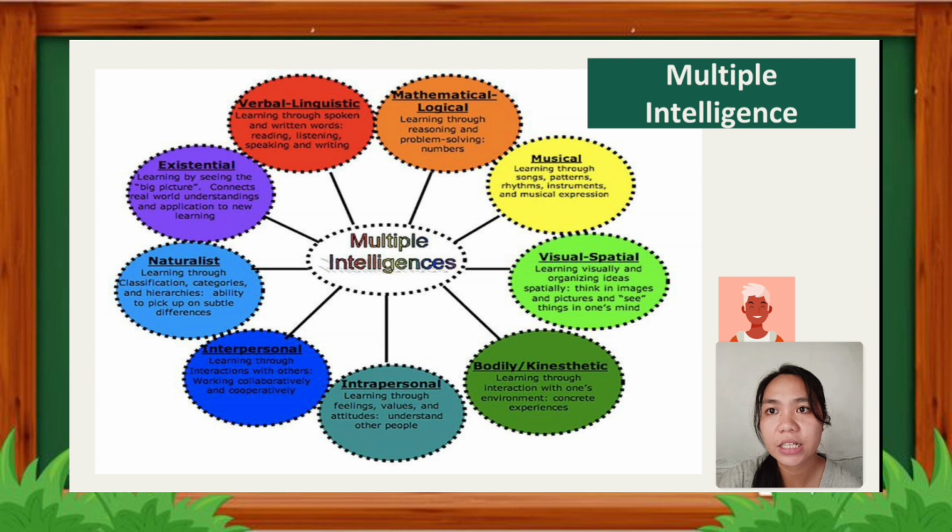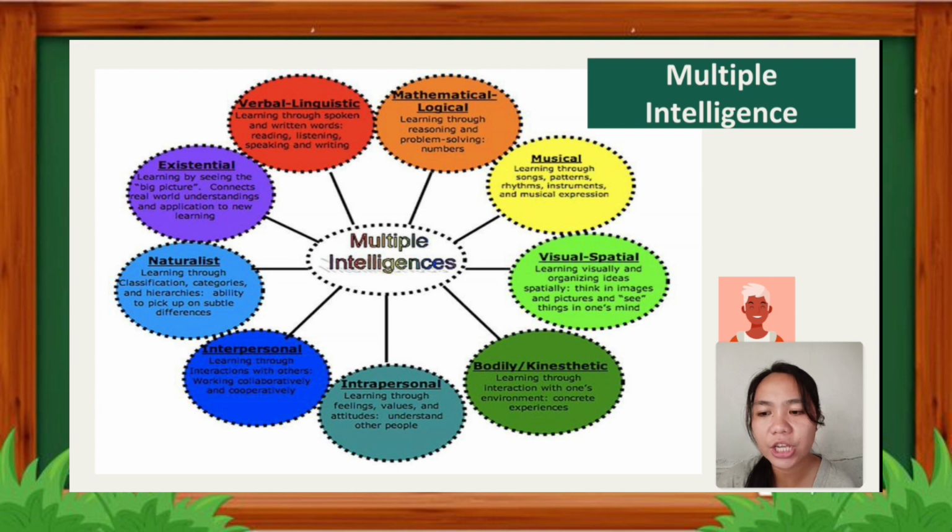First, we have the verbal or the linguistic learner. They are the picture smart. They learn by thinking visually and organizing ideas spatially. They learn best by seeing concepts and actions in order to understand them, with the ability to see things in one's mind and plan to solve a problem. So that is the verbal, the picture smart students or learners.